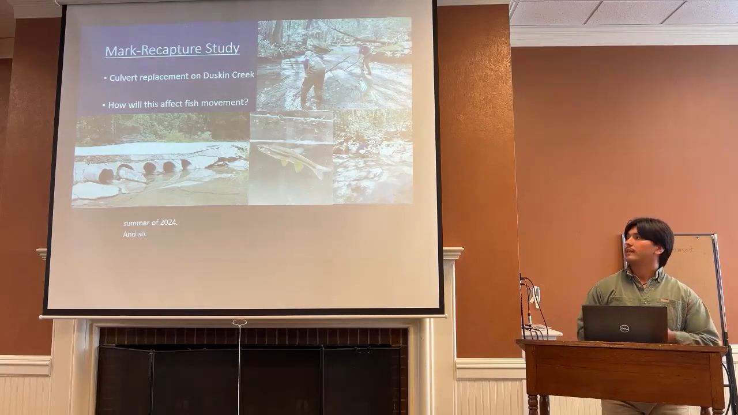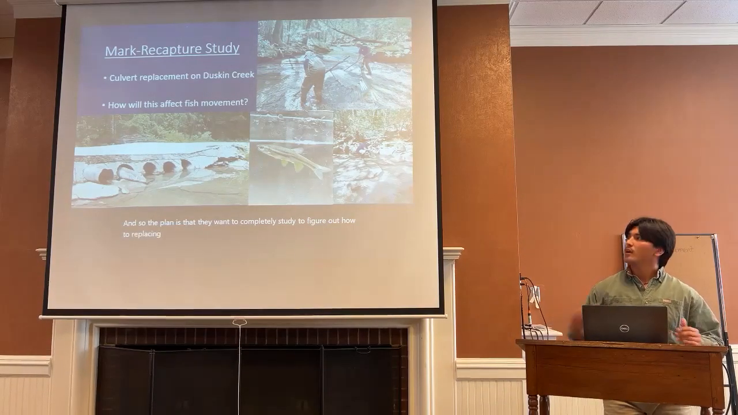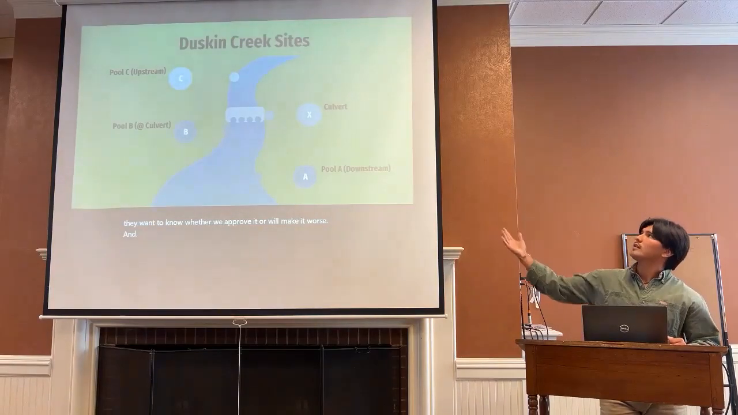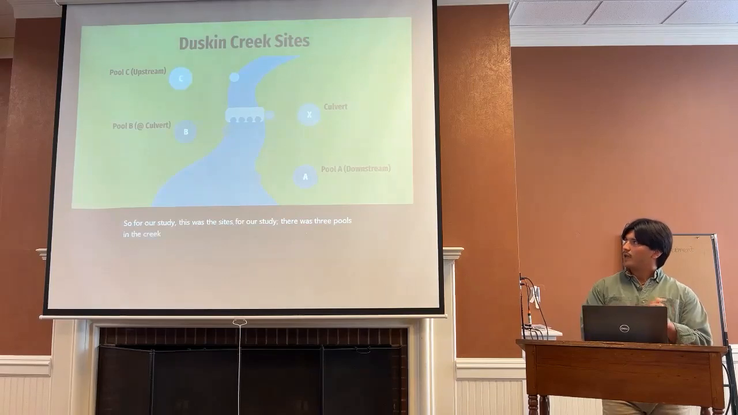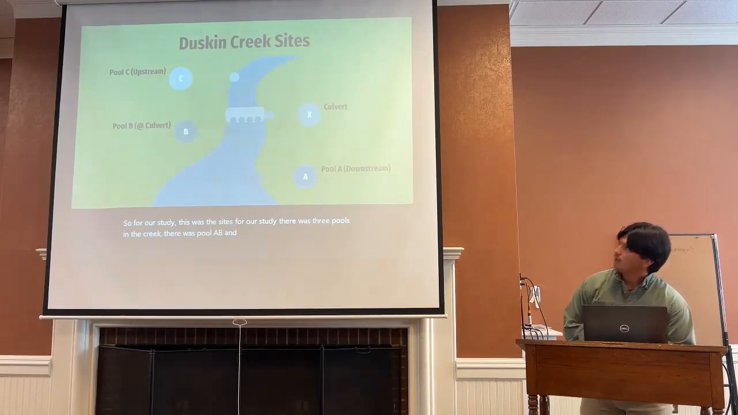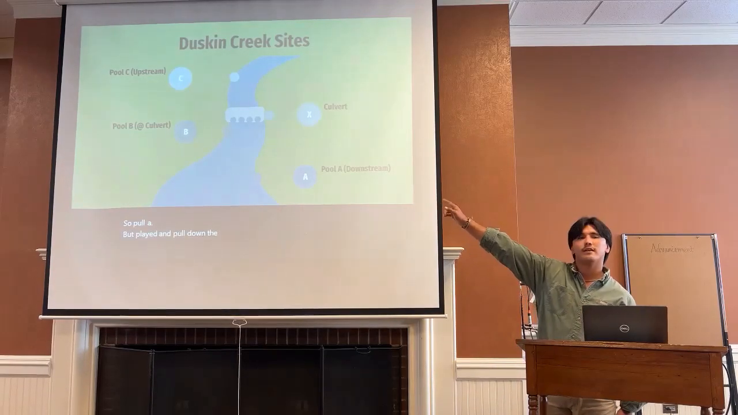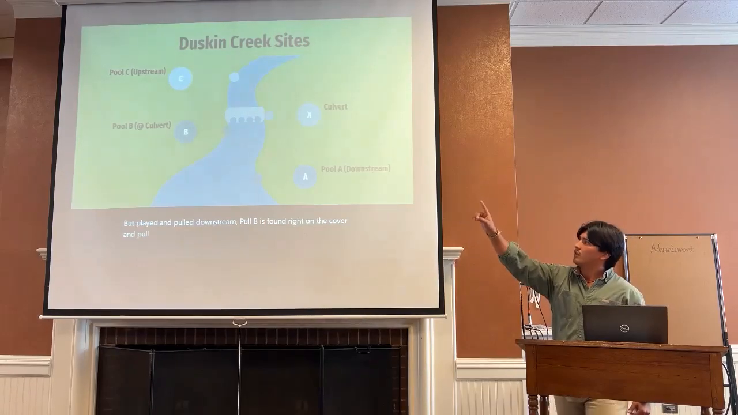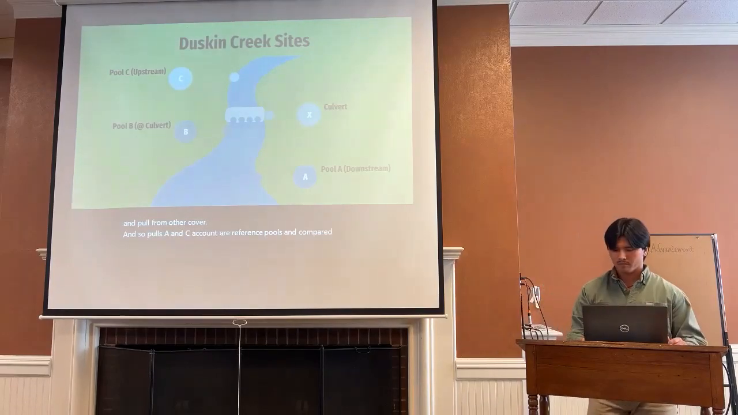And so the plan is that they want to conduct a study to figure out how replacing this culvert will affect fish movement through the stream. They want to know whether it would improve it or make it worse. And so this was the site for our study. There were 3 pools in the creek: pool A, B, and C. Pool A is the pool downstream. Pool B is found right below the culvert, and pool C is upstream of the culvert. And so pools A and C are reference pools to be compared to pool B.